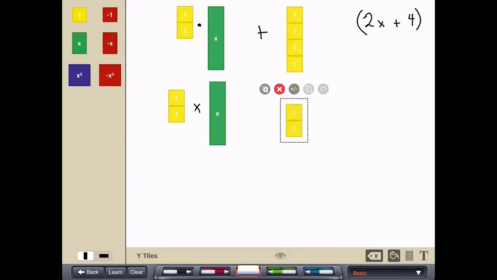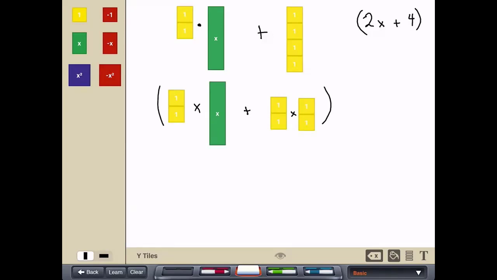So if we copy that one, we've got 2 times 2, and we'll bring that plus down here as well. All right, so this is just a rewritten expression of exactly the same thing: 2 times x, or 2x, plus 2 times 2, or 4.